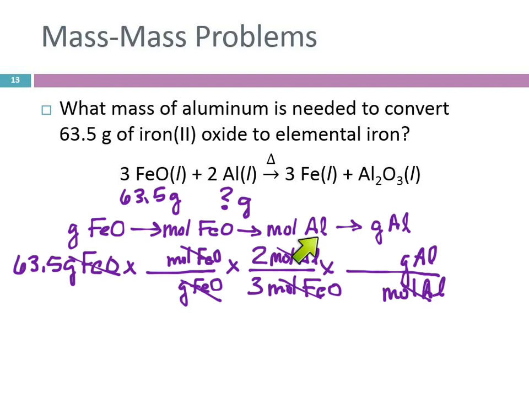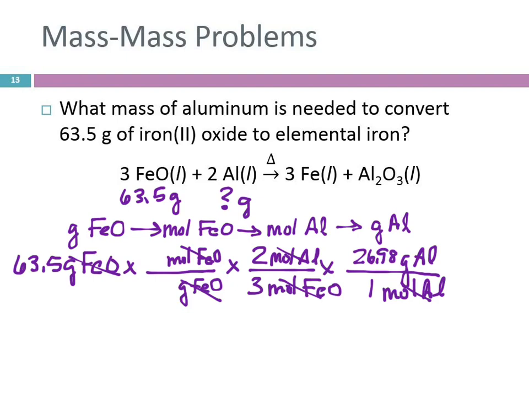The first factor and the last factor are molar masses. We learned how to do those. Which one's easier, FeO or aluminum? Aluminum. Let's do that one first. 26.98, right? 26.98 grams of aluminum is equal to 1 mole.